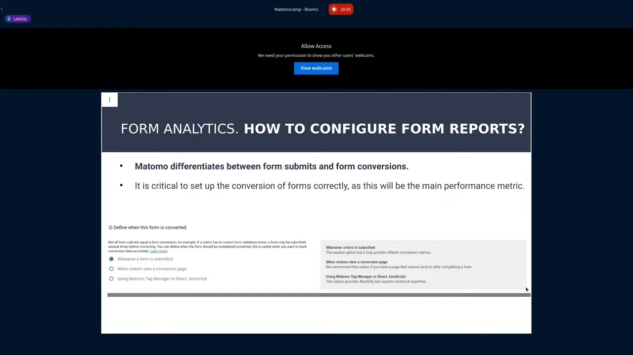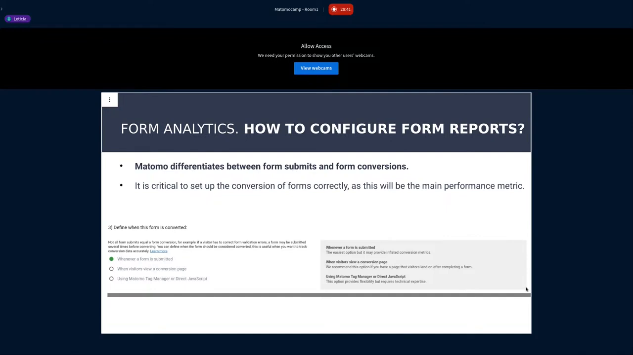While form submits are detected automatically, conversions need to be either configured or triggered manually in the website. There we can specify for each form some simple rules to let Matomo know when the form is converted. The easy way to implement a conversion is based on URL. This is an option if there is a page that visitors land on after completing a form, such as a thank you page that we saw before in the goals.